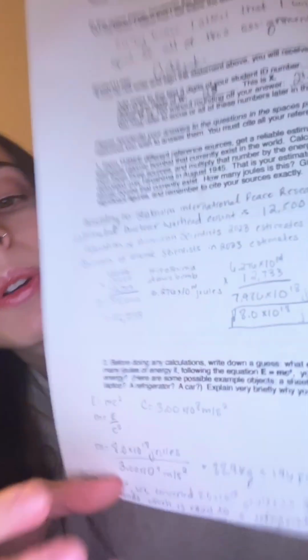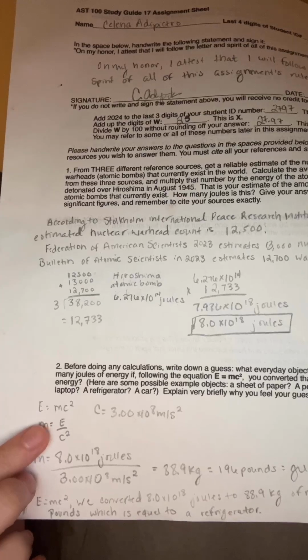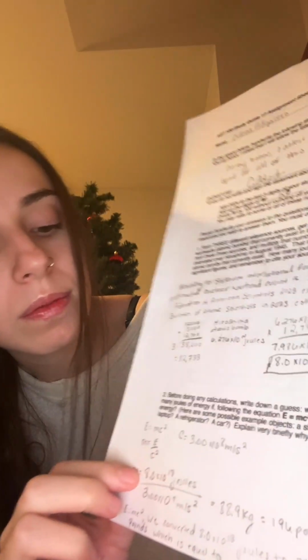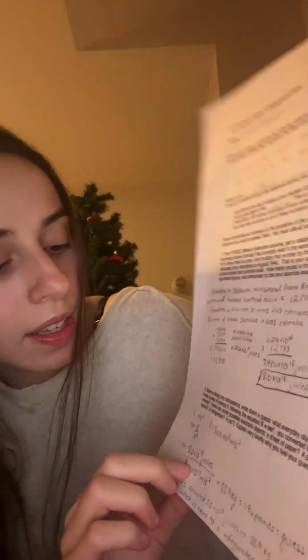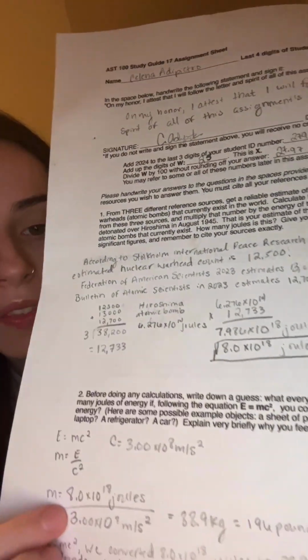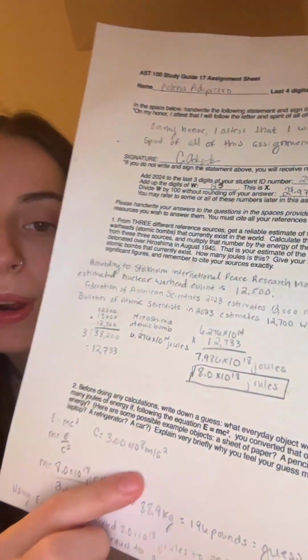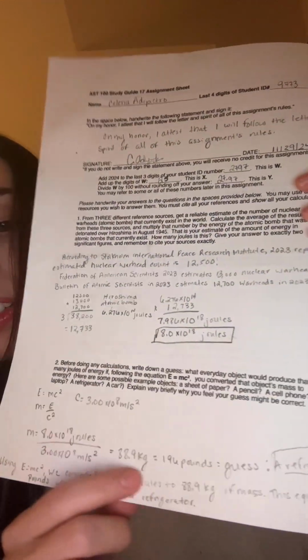Okay, so first I wrote the formula E equals mc squared, and then you have to rearrange it for m equals E over c squared. Then taking the value from the question above as E, the amount of energy, and c is given, so it's 3 times 10 to the 8th meters per second, squared. When you divide those, you get 88.9 kilograms, which equals 196 pounds.